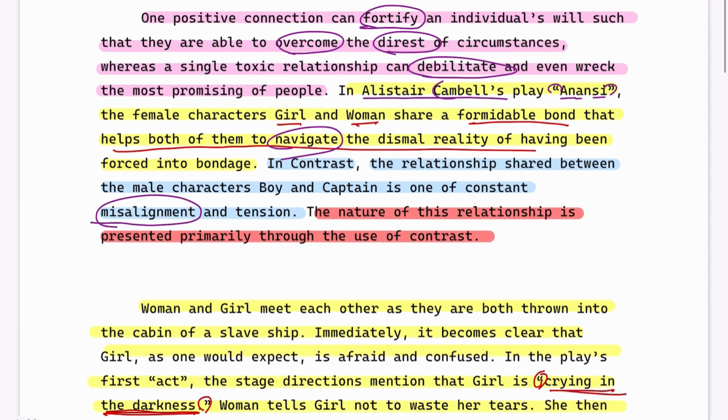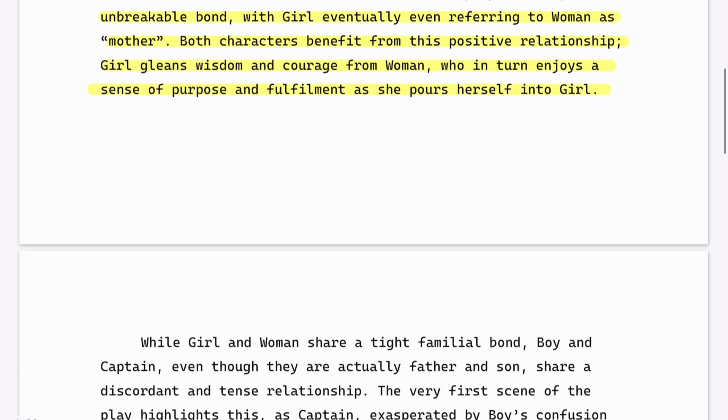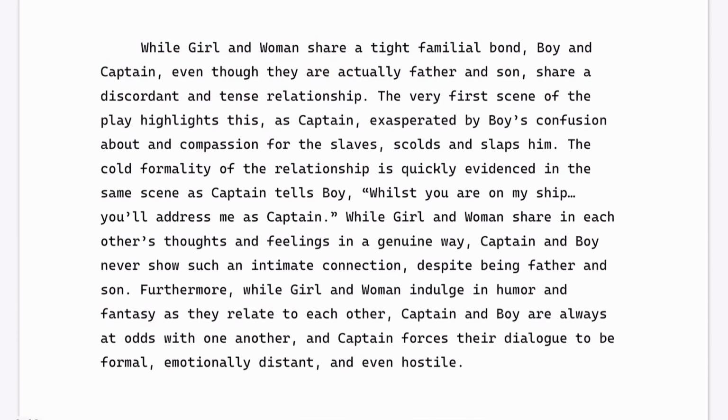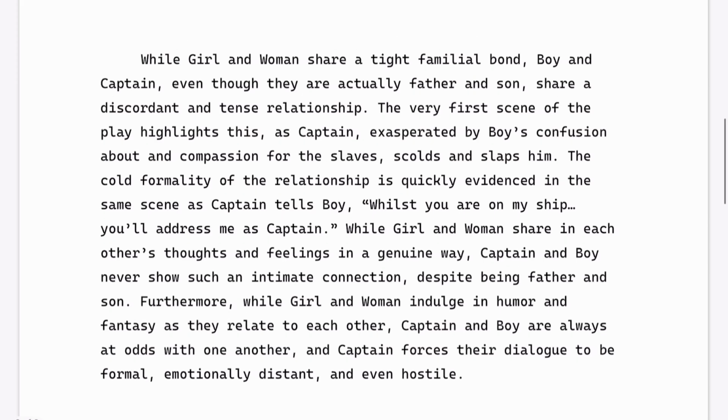Next, I need to talk about the relationship between the male characters, boy and captain. So let's get down here. And I'm going to start the paragraph with a little bit of a transition because I'm not really writing 5 separate paragraphs. It's one essay, right? So I'm going to start this paragraph by mentioning the previous one. "While girl and woman share a tight familial bond," and the "while" here suggests that I'm going to be going into a contrasting relationship. Let me jump over to the blue.